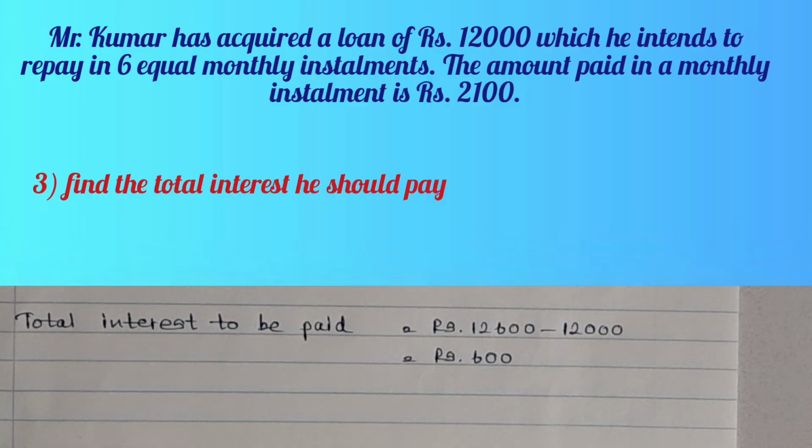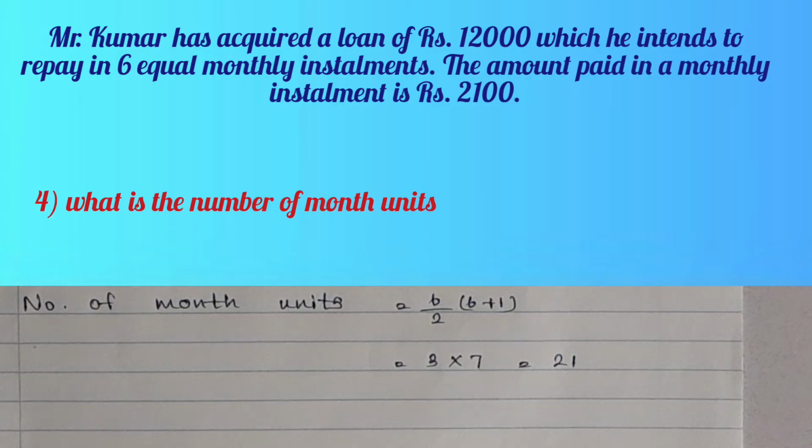Then in the third part, find the total interest he should pay. Total interest can be found by subtracting 12,000 from 12,600 rupees. That is 600 rupees. Then the fourth part, what is the number of month units? We know the number of monthly installments is 6. 6 over 2 times 6 plus 1. So 3 multiplied by 7 is 21.